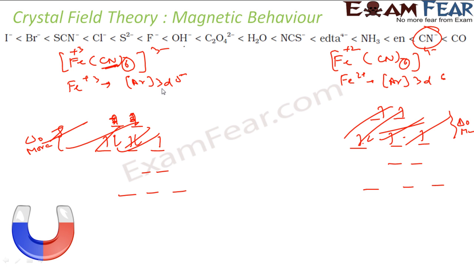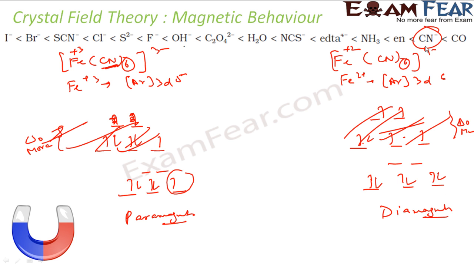Okay. So I have to put 5 electrons. CN is a very strong ligand. So the 1, 2, 3, 4th electron will come here. 5th electron will also come here. In this case, 6 electrons have to fill. First, second, third will come here. 4th, 5th and 6th electron will also come here because the delta naught is more. So thus, if you see, this is paramagnetic. And this one, if you see, all paired, this is diamagnetic.